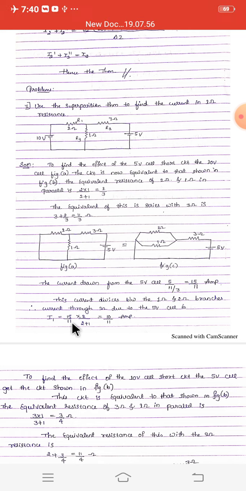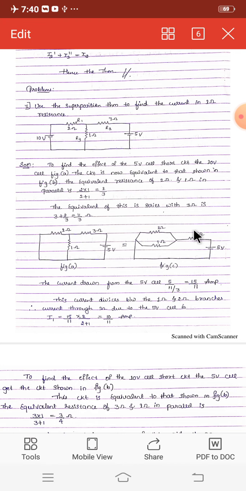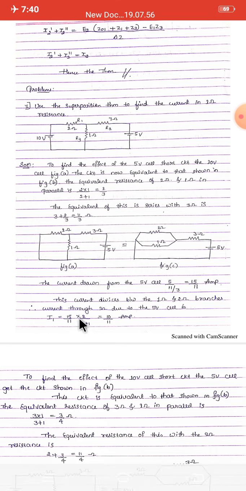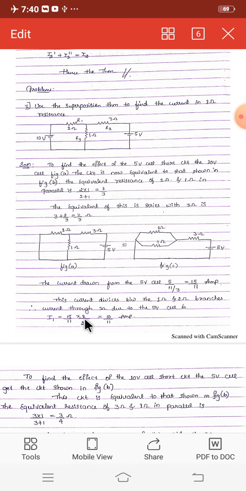Now I1 equals 15 by 11 means the current flows through these resistors into the parallel resistor, that is 2 divided by 2 plus 1. That becomes 10 by 11 ampere.